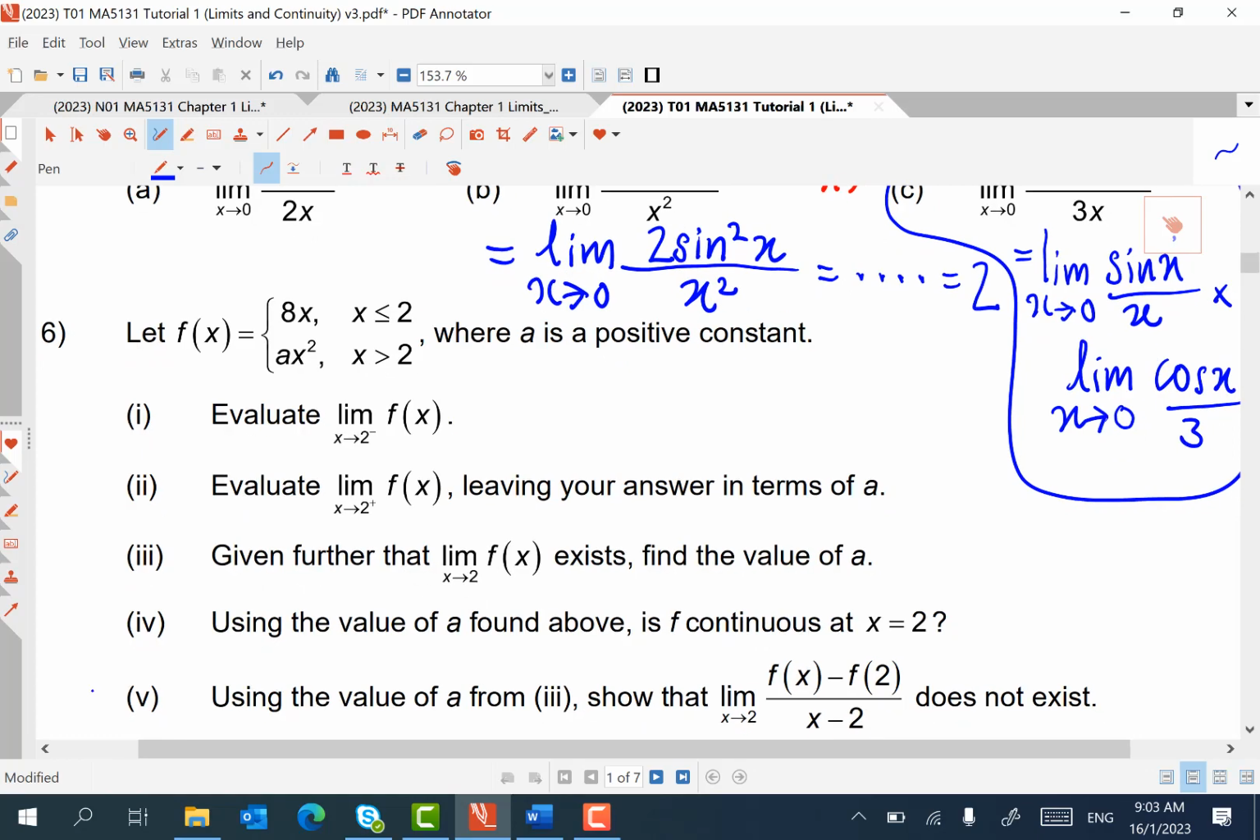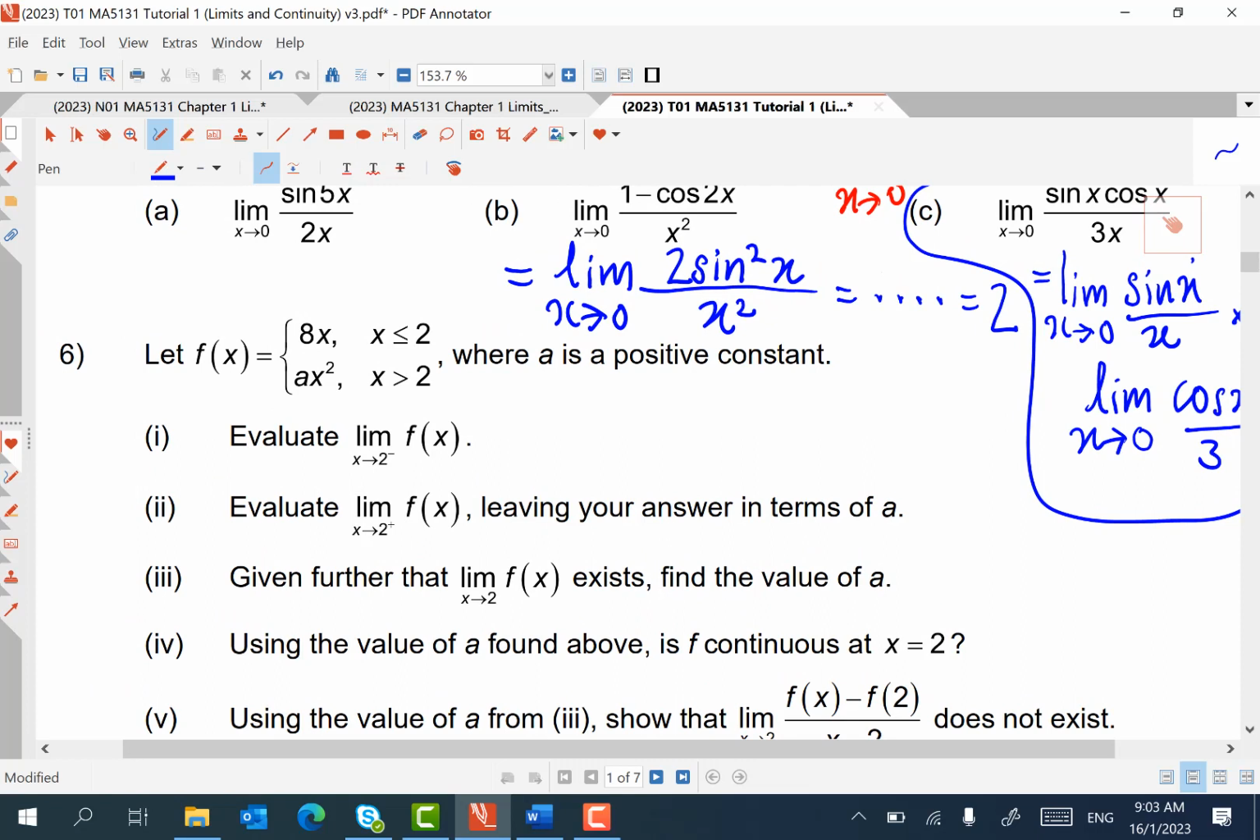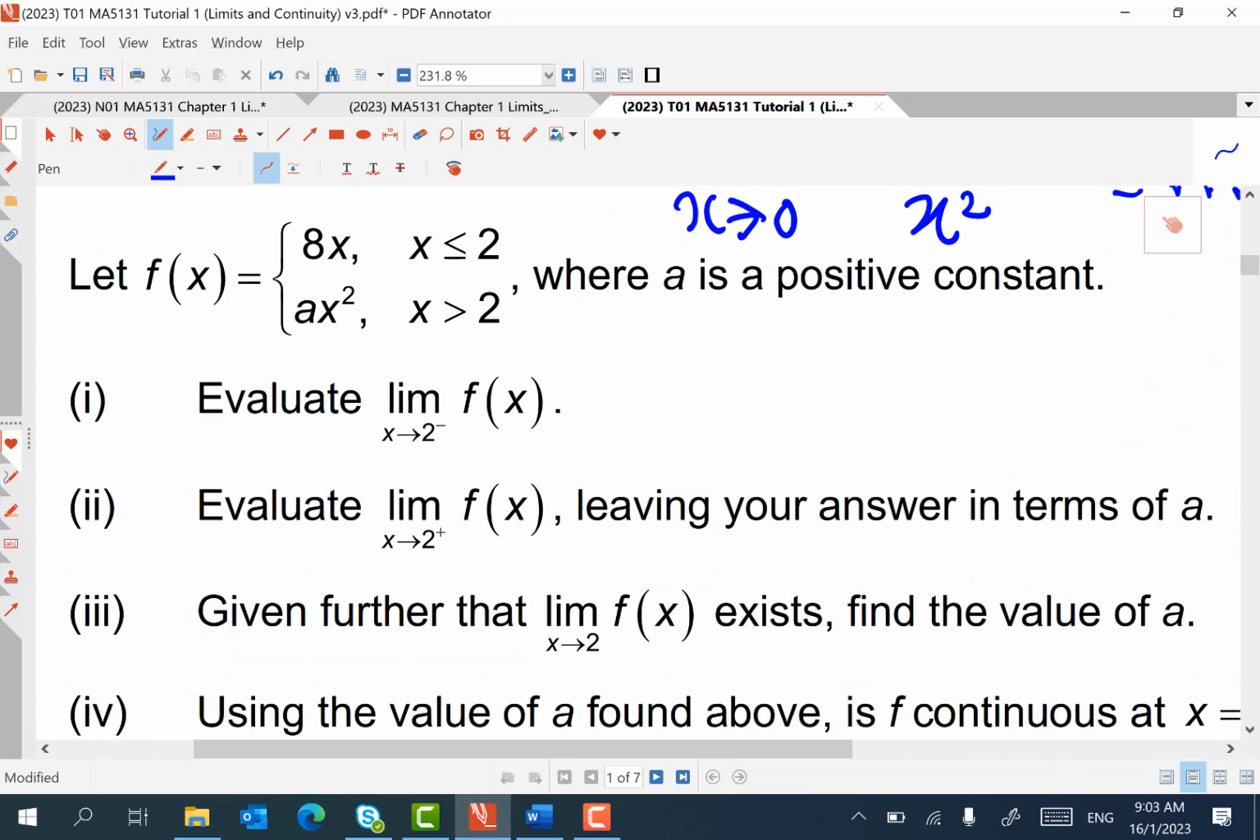I'm not sure if you have done number 6. For question 6, you're given a piecewise function. Again, class, I want to stress that for question 6, I prefer that you do not write down the answer as 16 right away. I prefer that you write the limit as x goes towards 2 minus, and then I will put 8x. I'll quickly do this first, and I get 8 and 2.